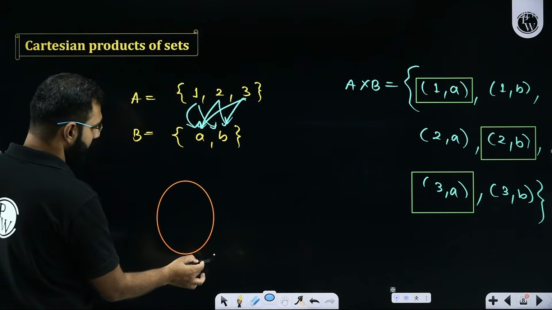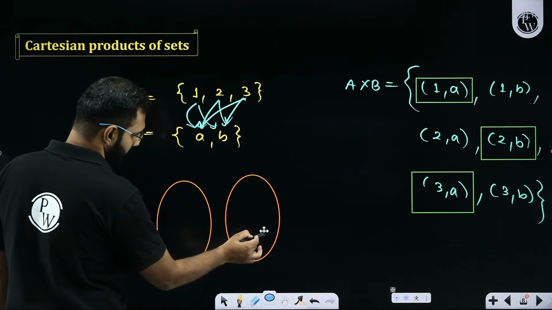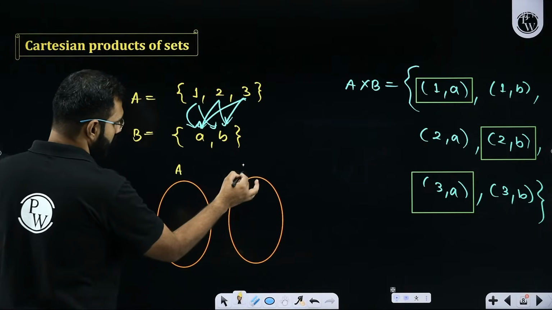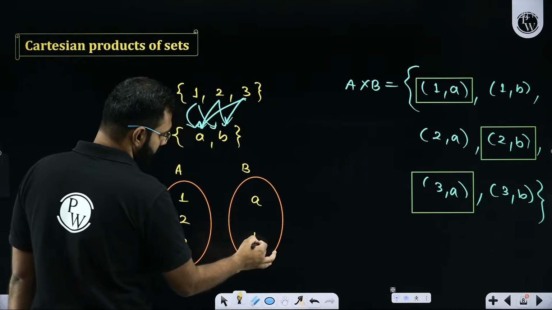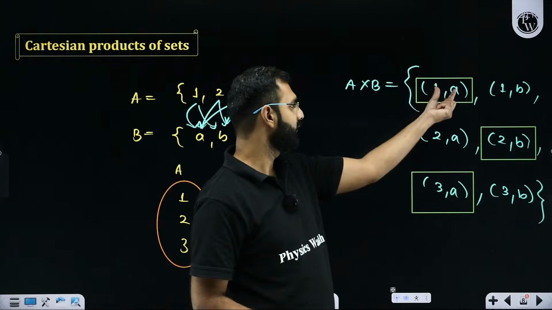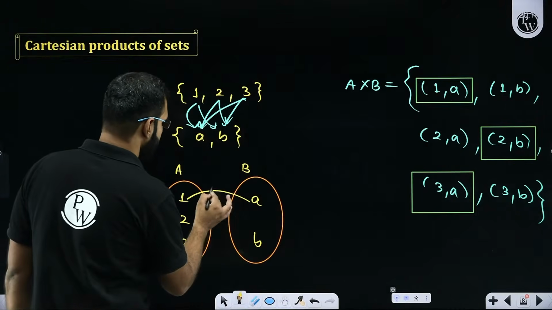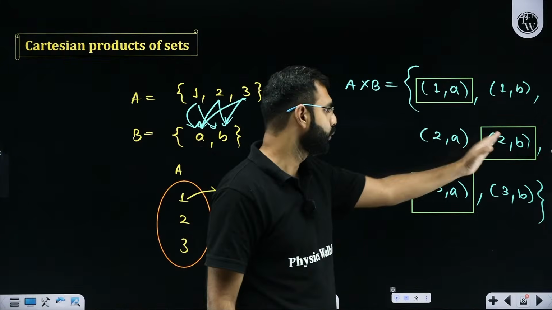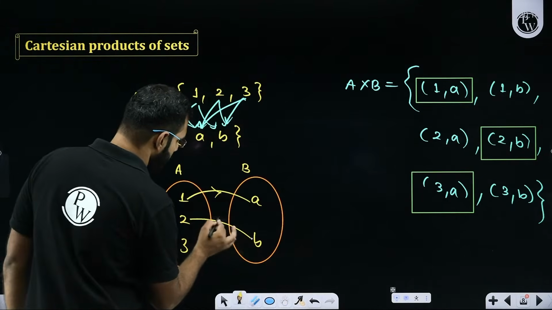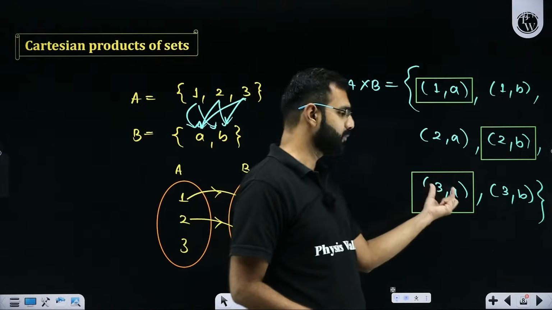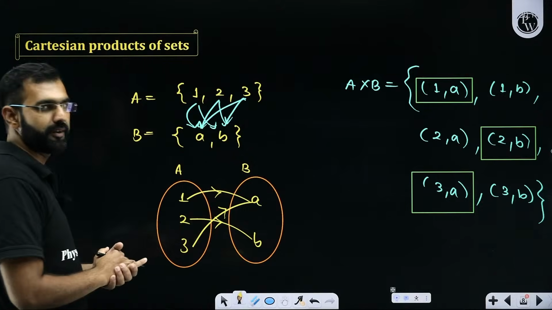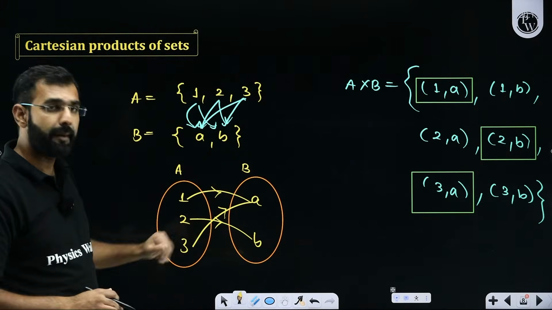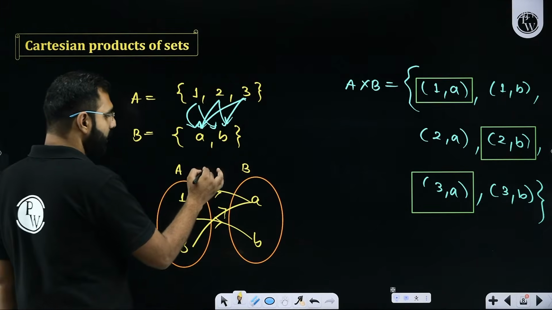Here you have set A, here you have set B, and from set A to set B, if I map elements 1, 2, 3 with A and B, the mapping I'm choosing now is 1 with A. So 1 is mapped with A, 2 with B. So 2 is mapped with B. And the third mapping which I'm choosing is 3 with A. So 3 is mapped with A. So these are the mappings I'm choosing. If these are the mappings which I've chosen, this is again called another relation.